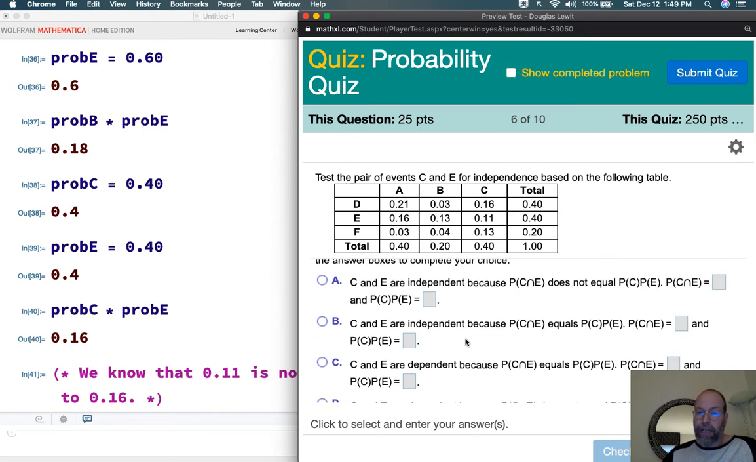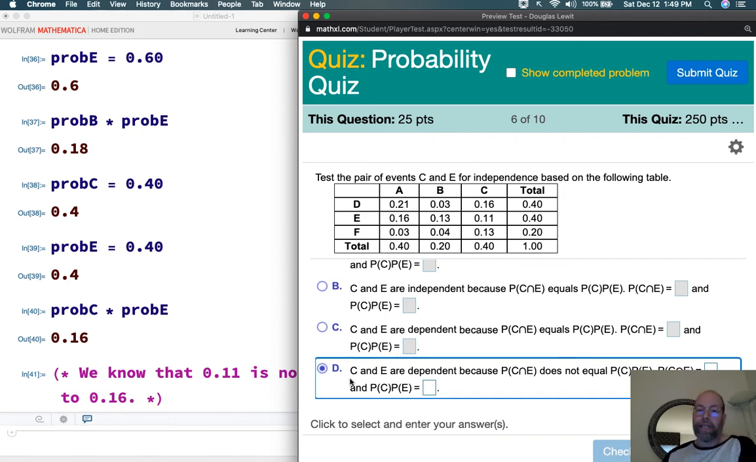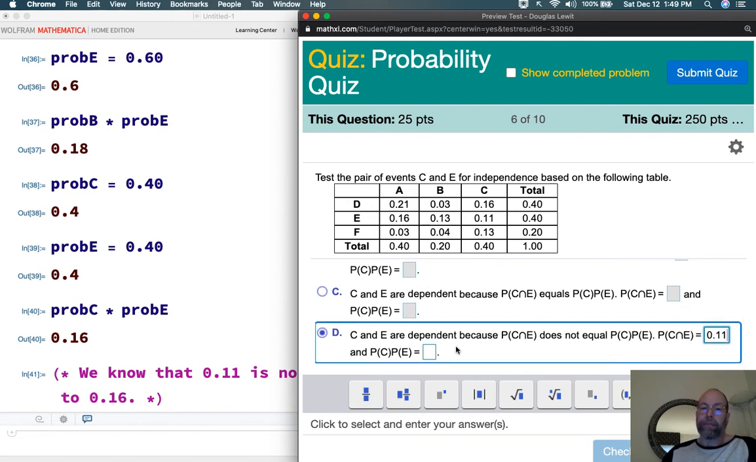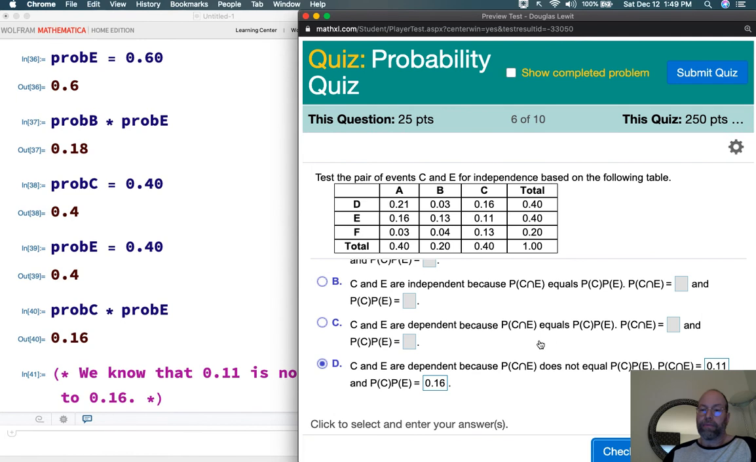So let's see. Choice D: C and E are dependent because the probability of C and E happening together does not equal the probability of C times the probability of E. The probability of C and E happening together is 0.11, and the probability of C times the probability of E is equal to 0.16. It should be correct. Your input is correct, score 100%.